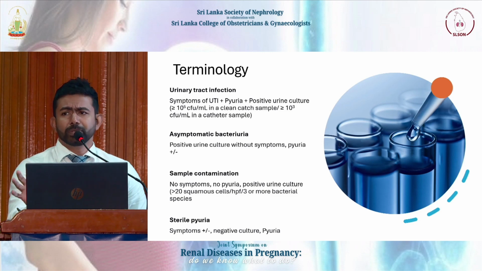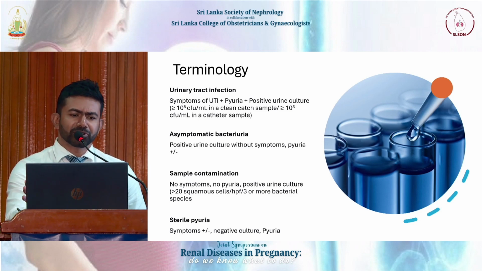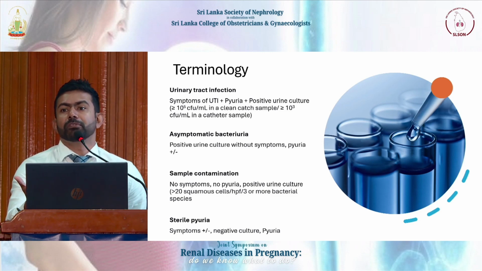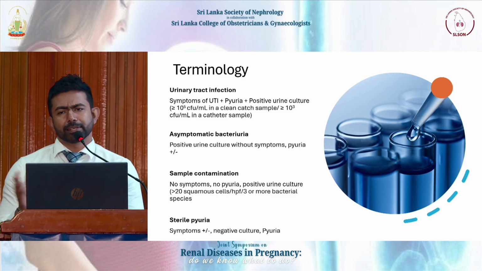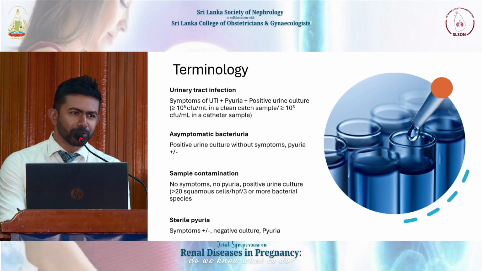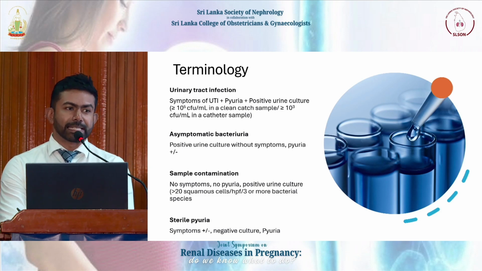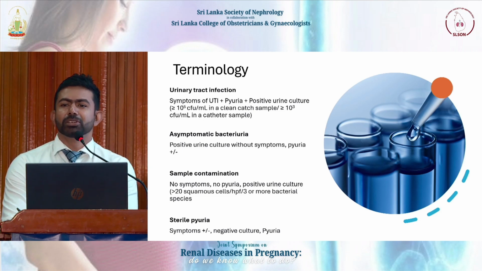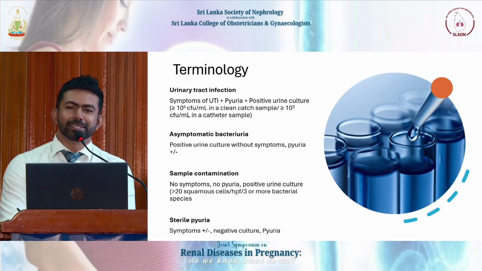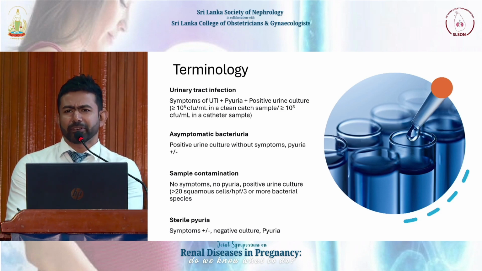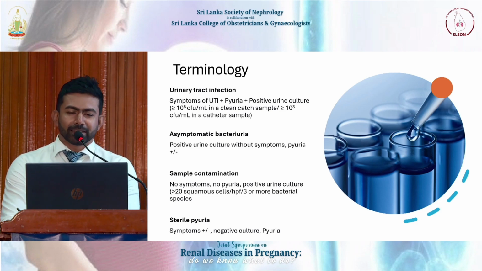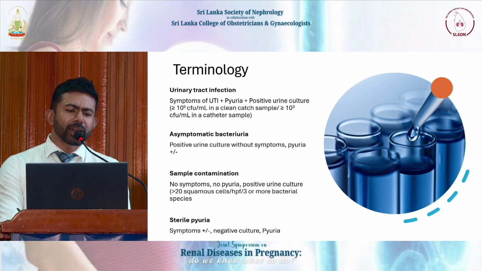So what is a UTI, or urinary tract infection? You have to have symptoms of urinary tract infection. There is lower UTI as well as upper UTI. Lower UTI is what we call cystitis, the infection of the bladder. You will get low abdominal discomfort, dysuria, and urgency to pass urine. And if you have an upper urinary tract infection, you will have fever, rigors, and loin pain, that kind of classic symptom. So you have to have symptoms.